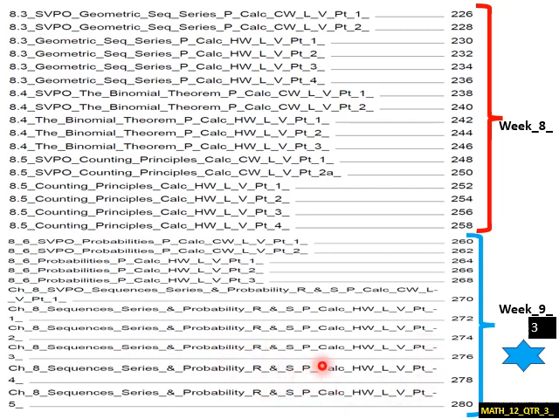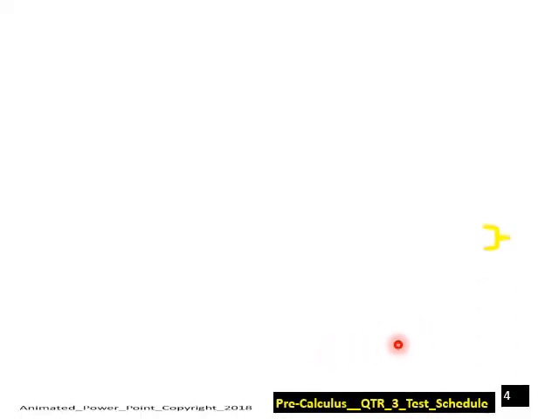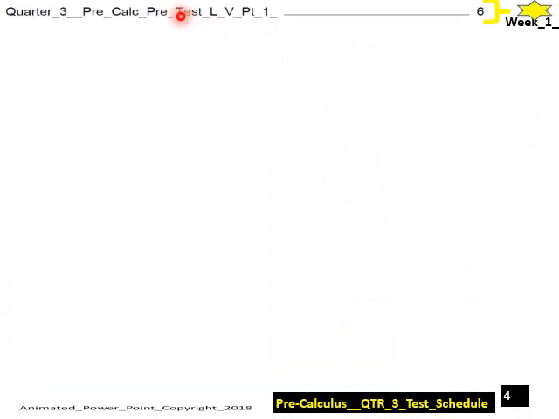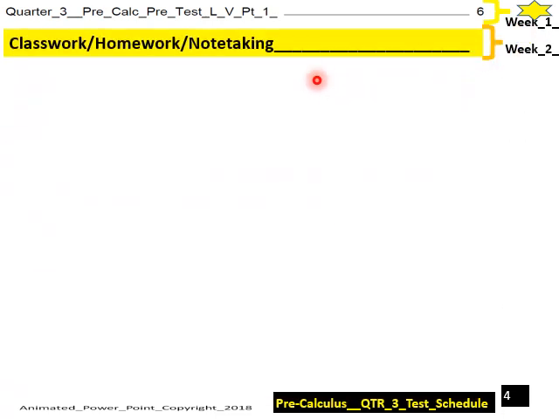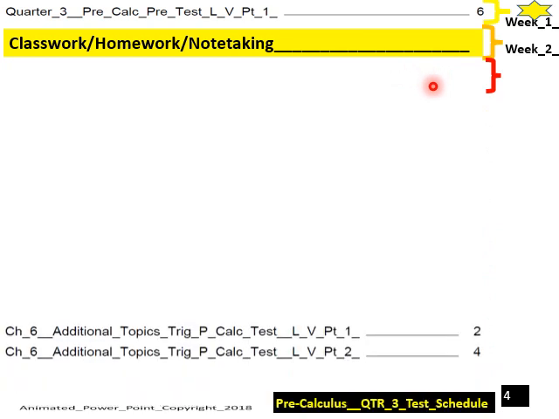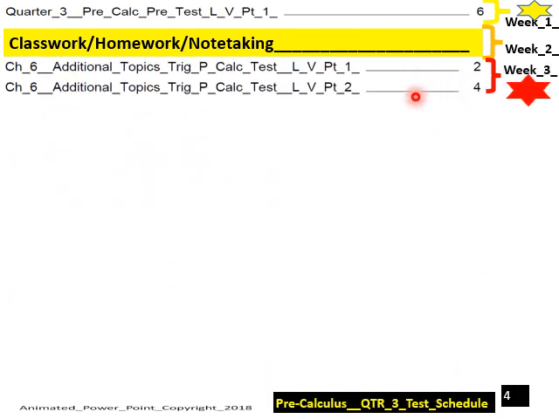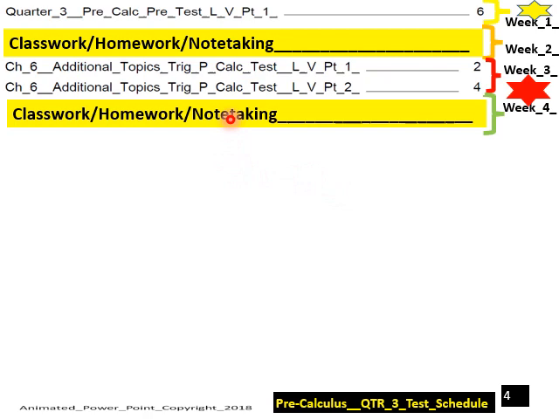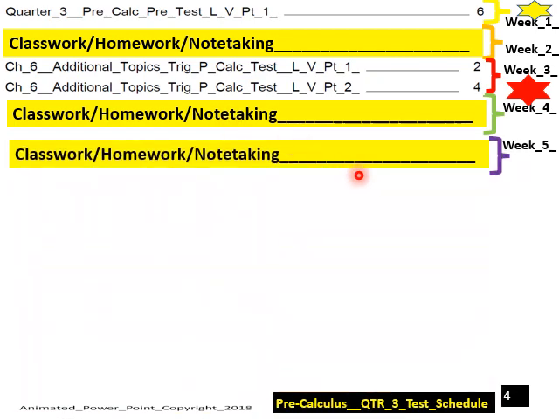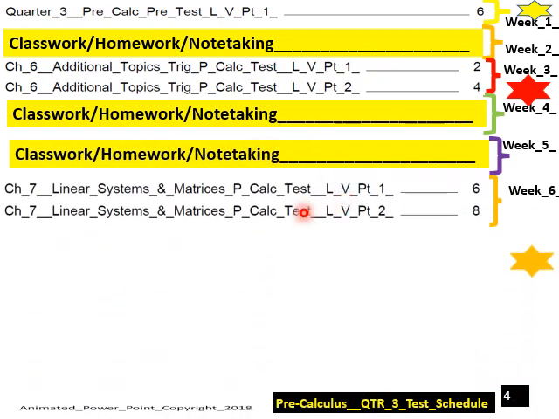And there is a test. Our testing schedule for quarter 3 is our pre-test for week 1, given in week 1. And then week 2 is all classwork and homework and note-taking. Week 3, you've got a chapter 6 test for additional topics in trigonometry. You have part 1, part 2 in week 3. And then week 4, more classwork, homework, and note-taking. Week 5, classwork, homework, note-taking.